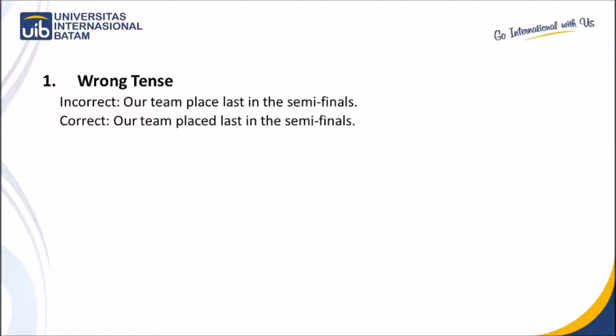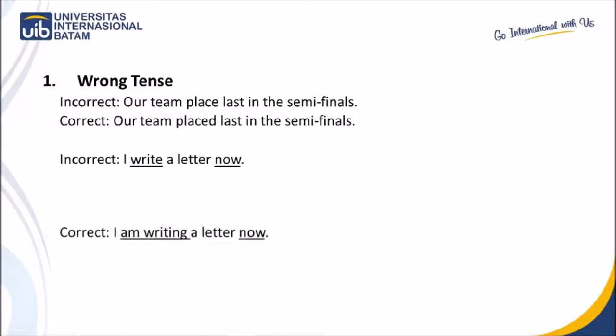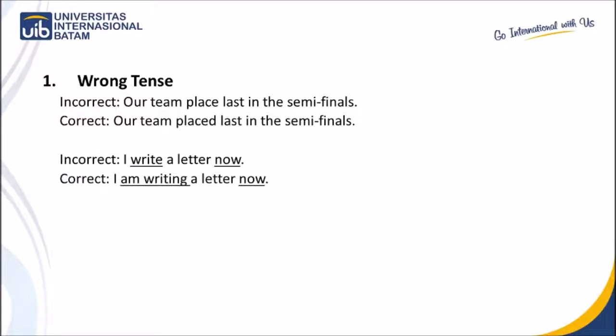And then another example, "I write a letter now." When you would like to state something that is being done in the current time, we should use progressive or continuous tense because the sense of the example is doing things in current time. The correct sentence is using progressive tense. So the sentence becomes, "I am writing a letter now."